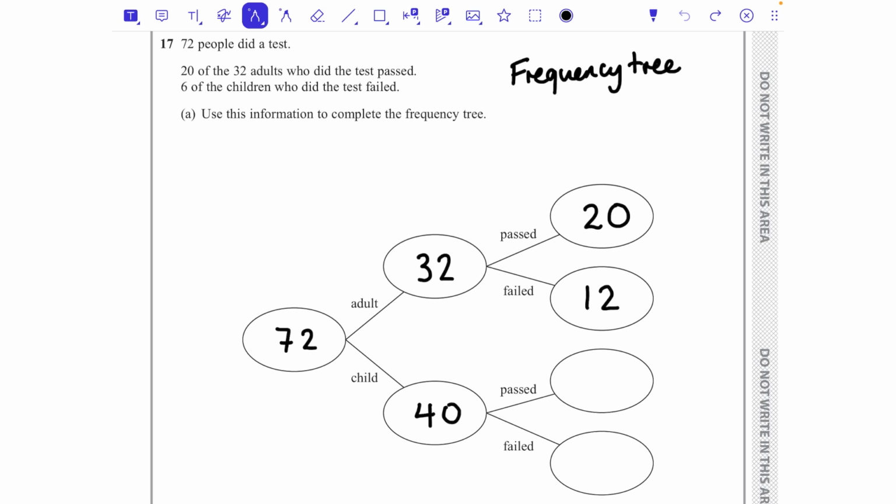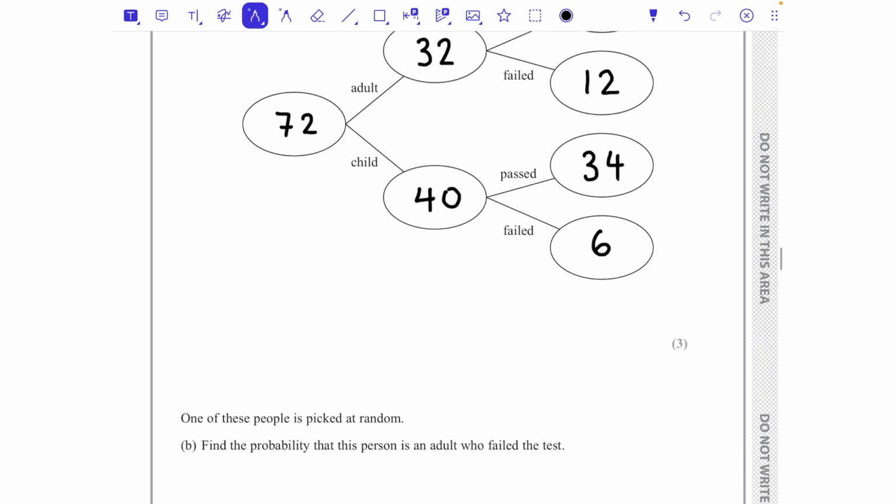So that one has to be 40 because that would be the rest. And then we know 6 of the children who did the test failed, so 6 would go in this one here. And how many have passed? Well, that would be the rest. 6 add something that makes 40, and that's going to be 34. So we've filled that out completely. That's for 3 marks, lovely.